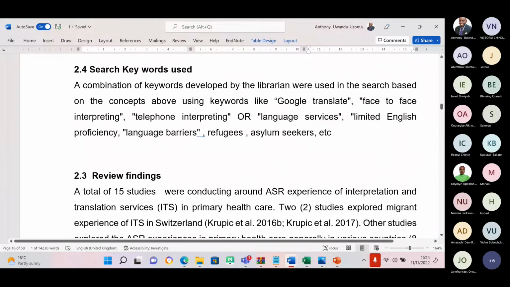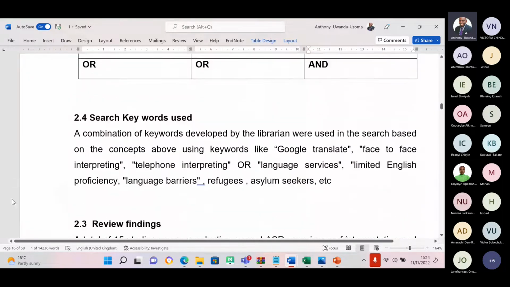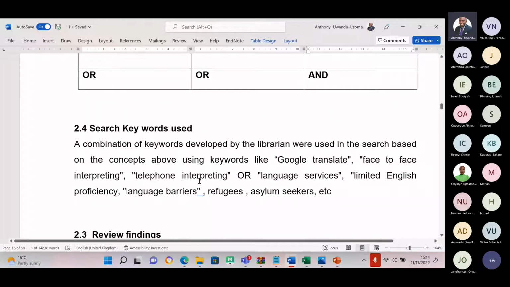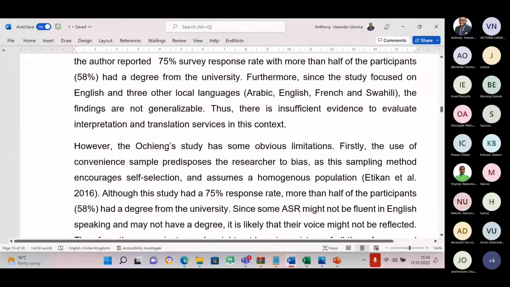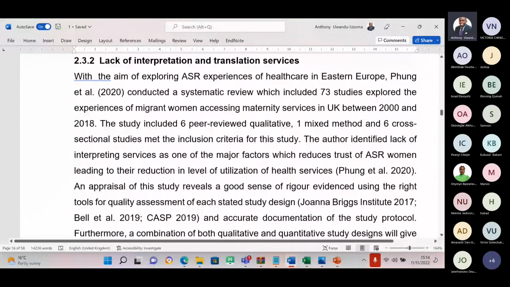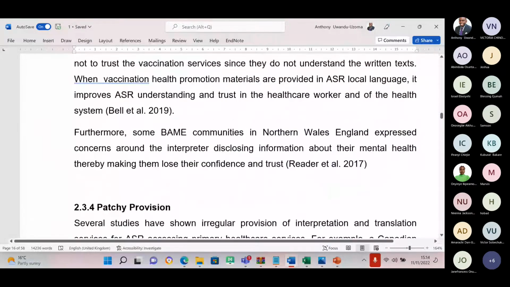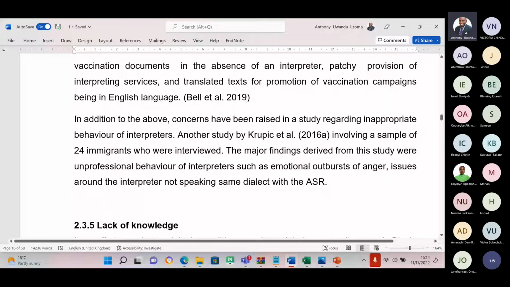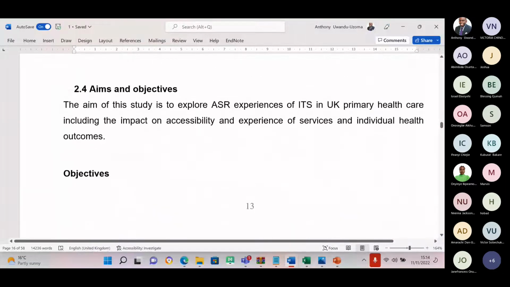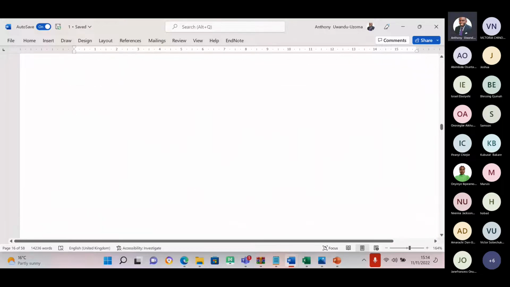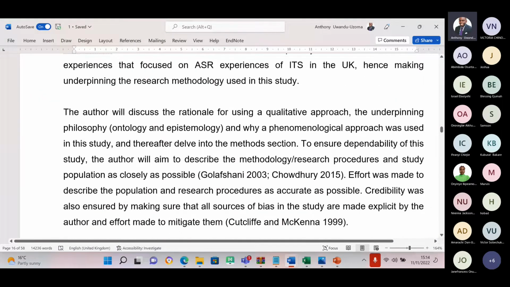So after you have stated your search keywords, then the next thing, because yours is secondary, so you are not doing anything. So the next thing is ethics. Okay, ethics. So let me get to my ethics of research.